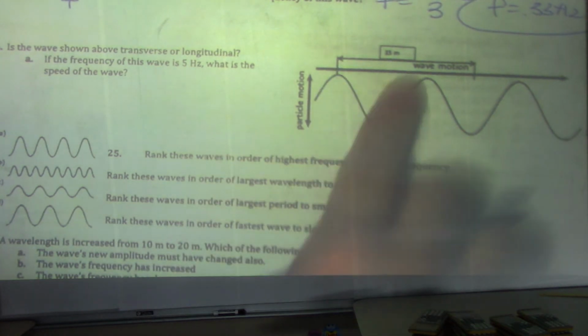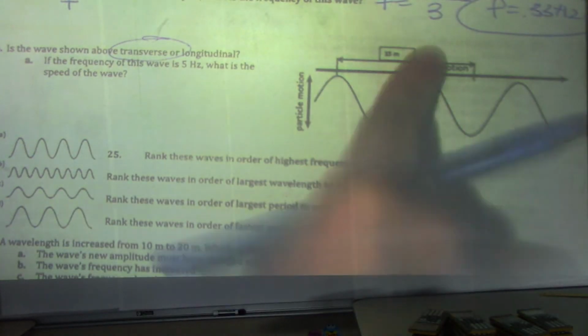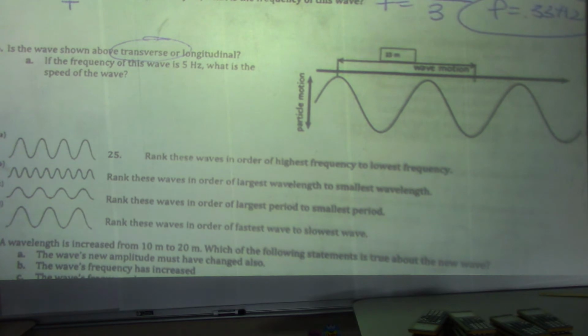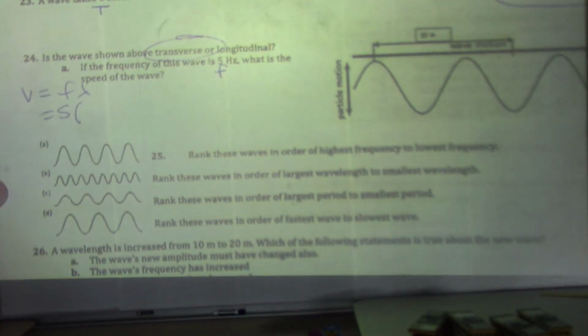This is a transverse wave because it goes up and down, getting crests and troughs, not compressions or rarefactions. The frequency of this wave is 5 hertz. What's the speed? Speed equals frequency times wavelength, so 5 times I need my wavelength.